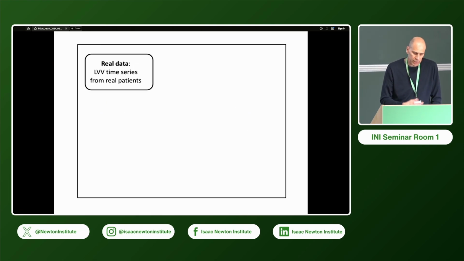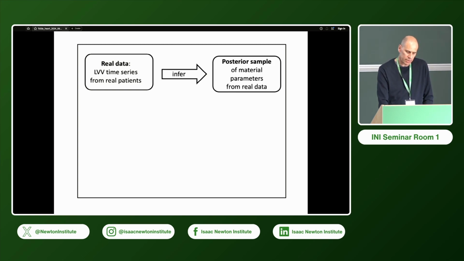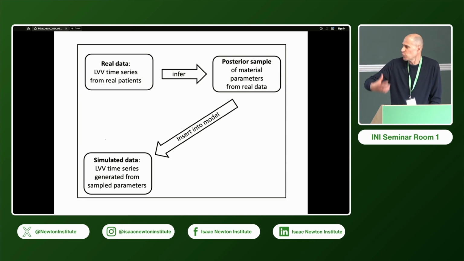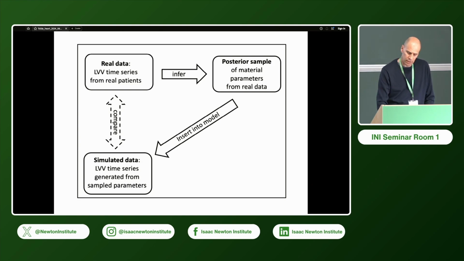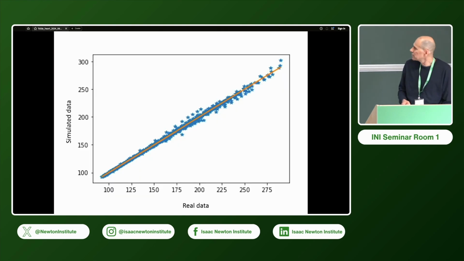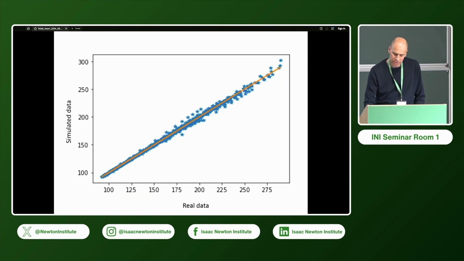We looked at real data, left ventricular volume time series from various healthy volunteers and patients. We obtained the posterior samples of the parameters. Now we don't have a gold standard here. We put the parameters back into the model, then simulated left ventricular volumes, compared that with the data, and found that it is in good agreement. So that is good news.